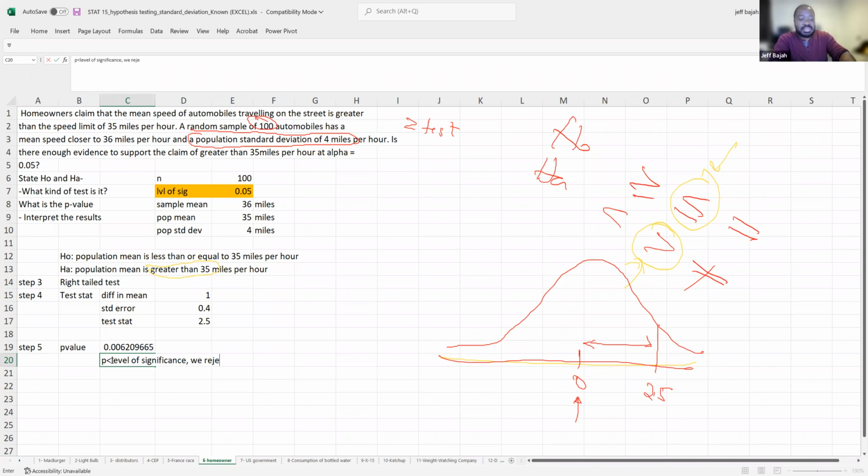So since p-value is less than the level of significance, we reject, which is not difficult, right? I mean, you probably knew you were going to reject it because of just how far this is from what the mean is, right? It's too far. But we will now interpret our results. So we'll say that we can conclude at 5% level of significance.